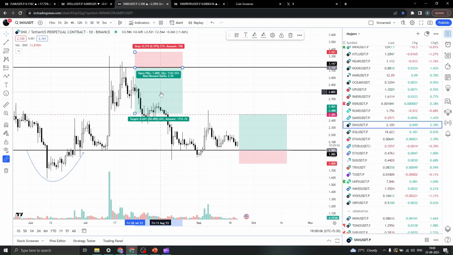So similarly, in this way we can calculate a risk to reward ratio for trades. We can plan it in advance before taking the trade, and on the basis of this we can decide whether to take this trade or avoid it.